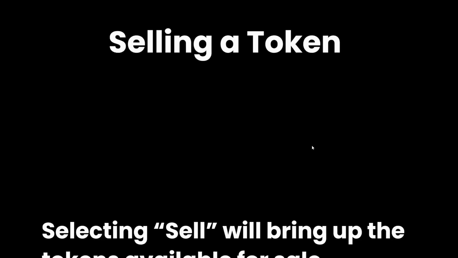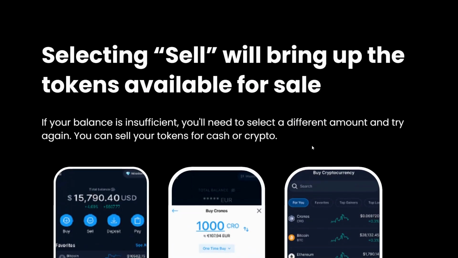Now that you have bought a token, how to sell a token too. Selecting sell will bring up the tokens available for sale, or the ones you already have in your crypto wallet. However, if you have insufficient balance, you'll be asked to select a different amount and try again. You can either sell your tokens for cash or crypto.